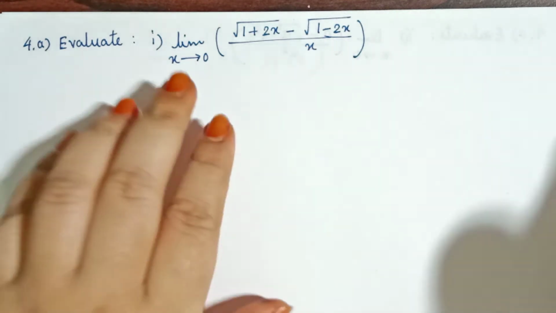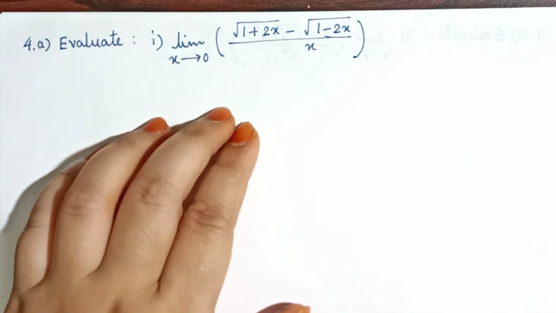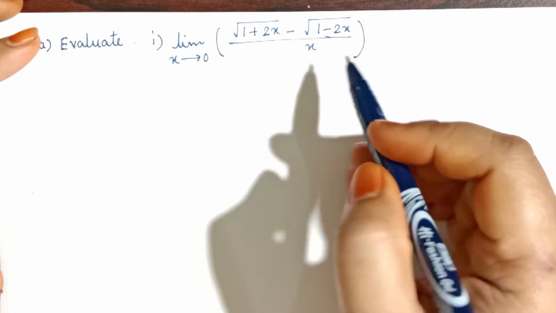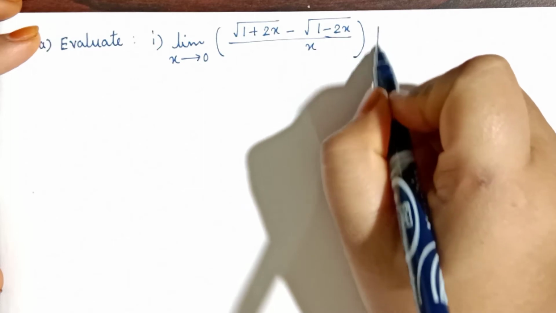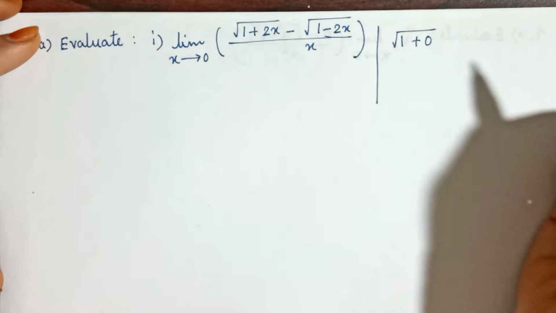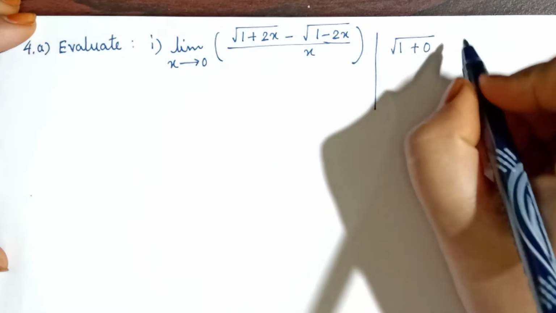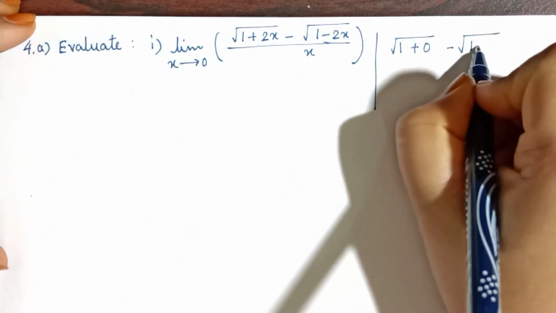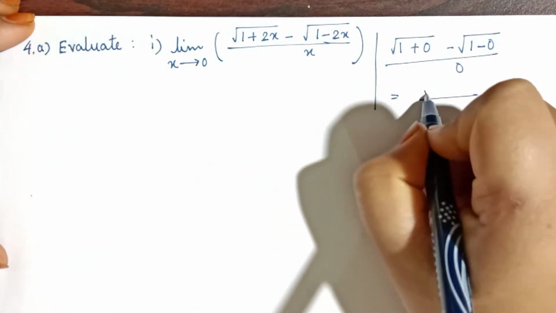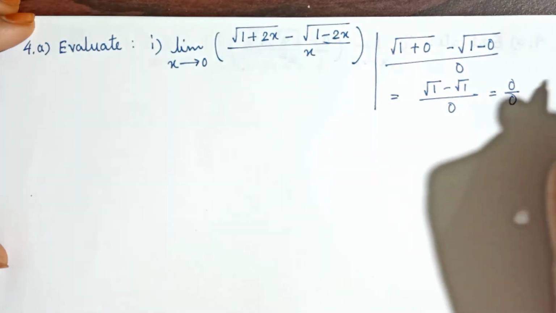Now since here x tends to 0, that means we have to substitute x equal to 0. If we directly substitute x equal to 0, let's see what value we will get. It will be 1 into 0, because multiplying 0 with any number, the value is always 0. Then minus root over 1 minus 0, divided by 0. So we will get root over 1 minus root over 1, divided by 0. That means 0 by 0.